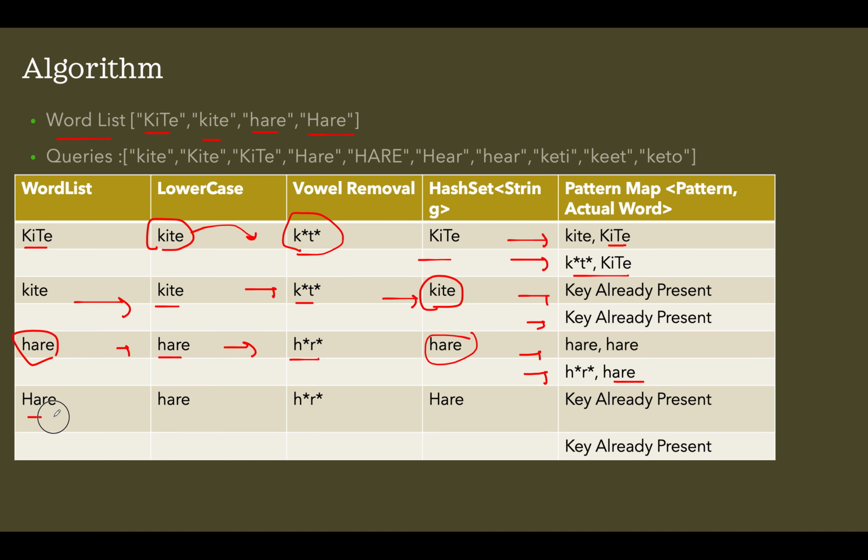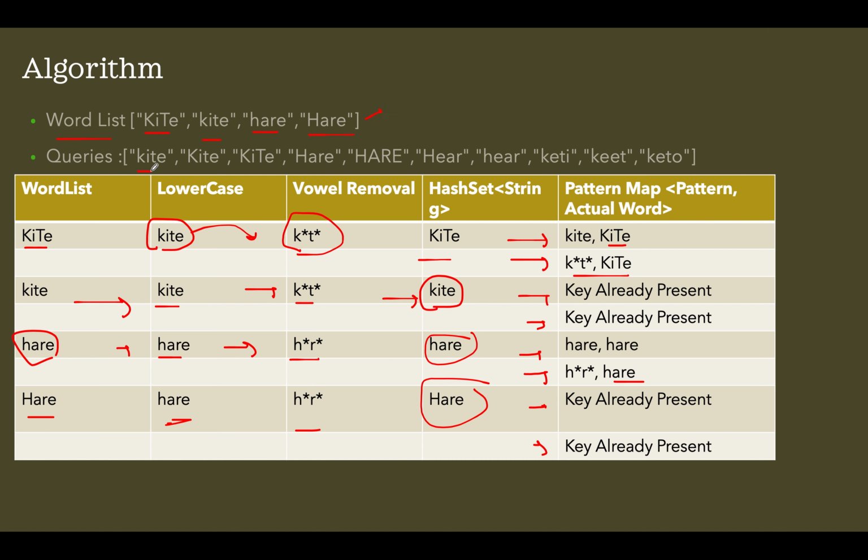So we dump HARE into the hash set, and we generate the lowercase string HARE and then the vowel removed string. Since both of them were already present, we are not going to do anything, just move ahead for the next iteration. The word list is exhausted. Awesome. And let's do the querying part now.